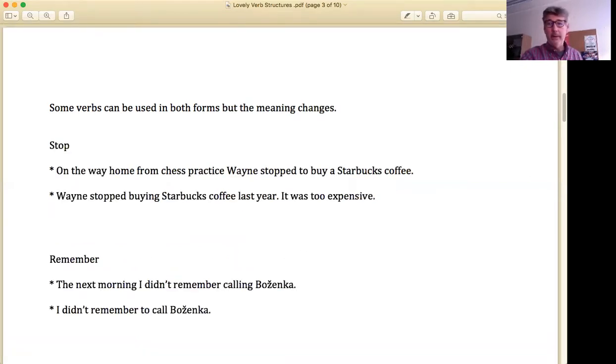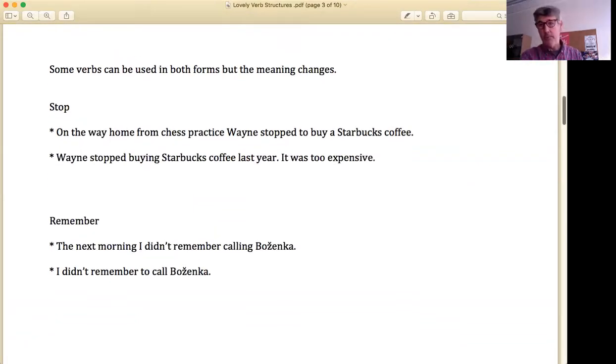But some verbs can take both forms and the meaning changes. This is what's important: we want to learn what the difference in meaning is between when the second verb is an infinitive and when it is a gerund. One of these is stop. Let's think about these two examples.